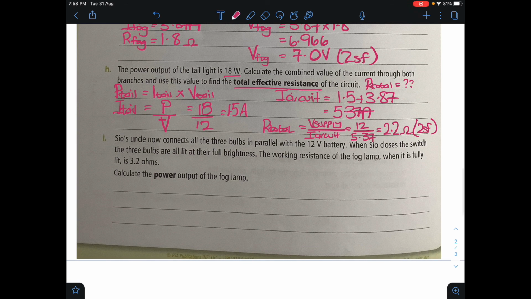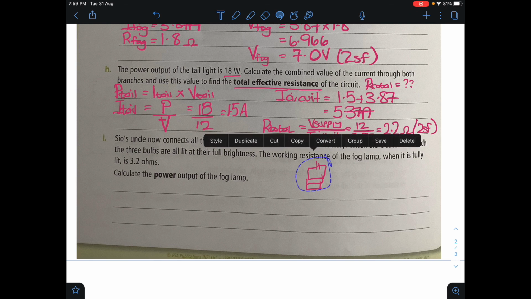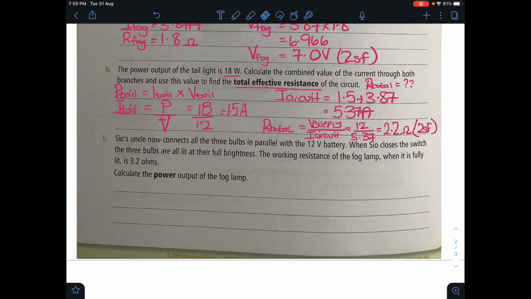Okay. So Sio's uncle now connects all the 3 bulbs in parallel with the 12-volt battery. So now we've got power pack, 1, 2, 3. Okay, that's all in parallel. Oh, I was just trying to make that go, but I'm not very good at this iPad thing. Hopefully, there we go, that's done.